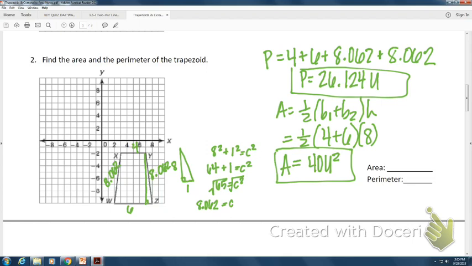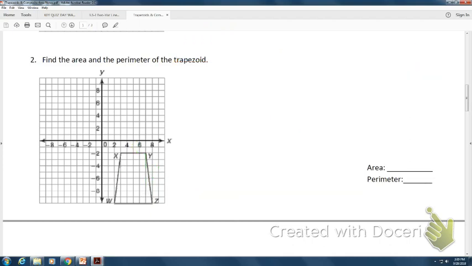The only time that you would use a leg as a height is if your trapezoid looked like this. This leg right here then would be a height. But that is the only time you use a leg as your height. Okay, questions about that? All right. Turn the page.